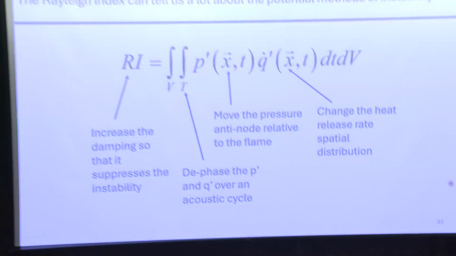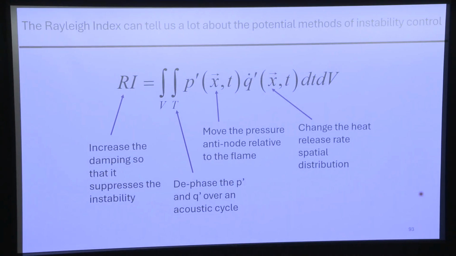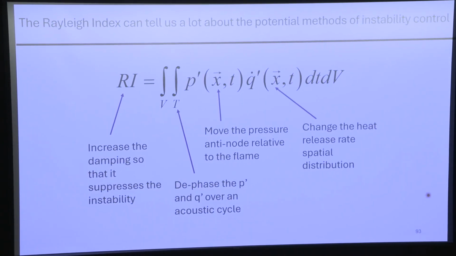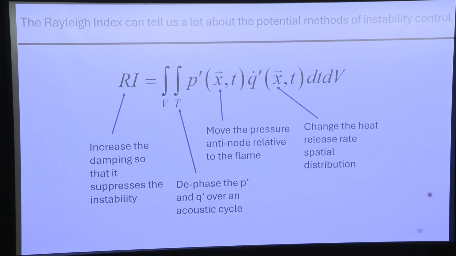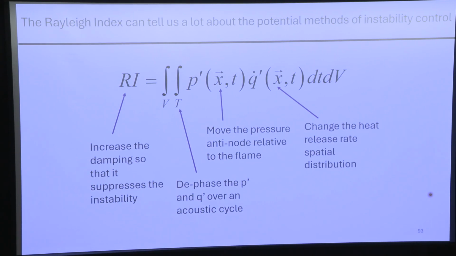There are 4 things you can do. You can increase the damping so much that your Rayleigh index, even if it is positive, results in damping that's greater than driving. This is the brute force way. It works. We'll talk about how you do it. It's not a particularly elegant way of doing it, but this is how we do it most of the time because by far it is the cheapest way of doing it. And so we just put a lot of acoustic dampers on stuff. So that's one.